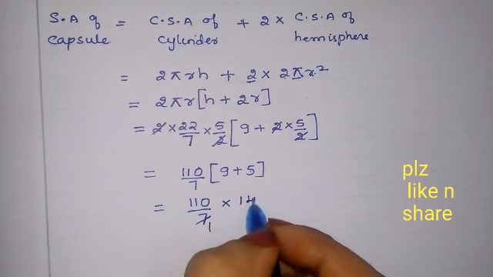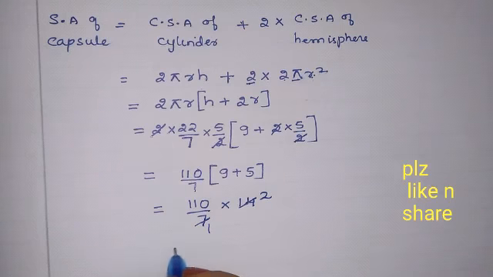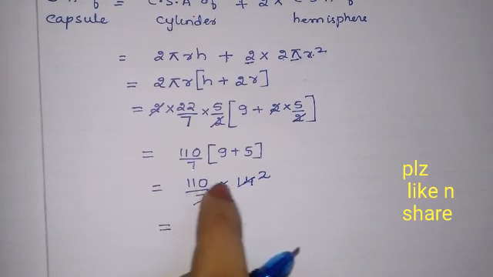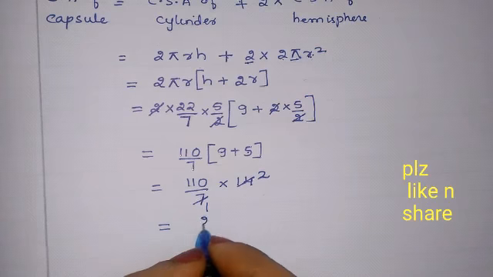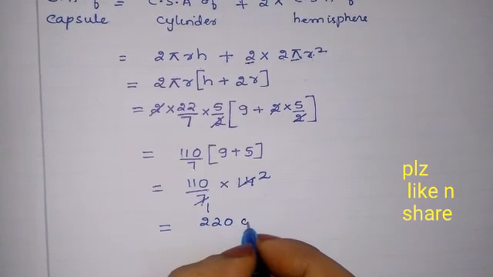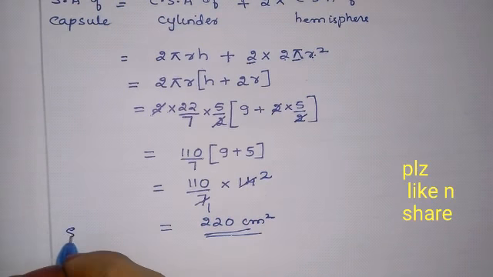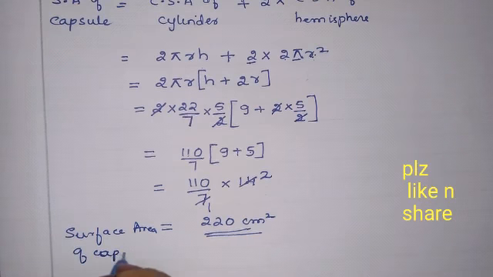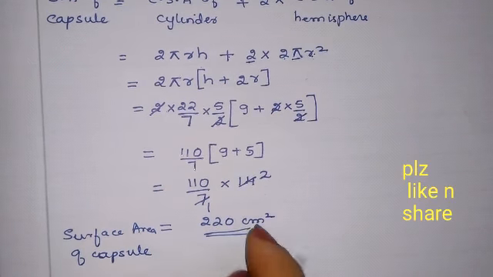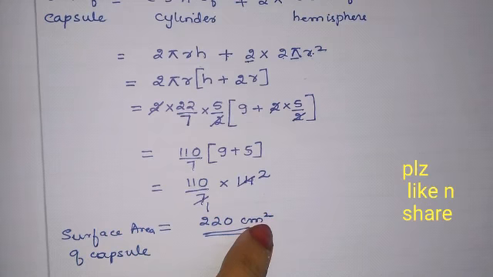Now we can cancel: 7 1s are 7, 7 2s are 14. So what do we get as the answer? 110 2s are 220. The surface area of the capsule is 220 centimeters square. It's a very important question, very repeated in the exam. In my next video, I am going to continue from problem number 7.